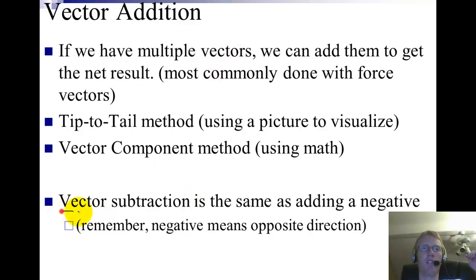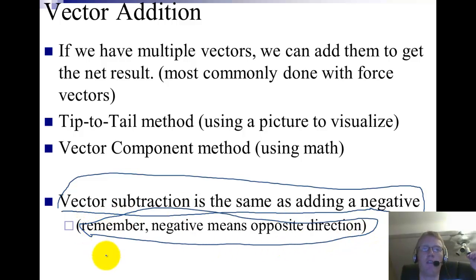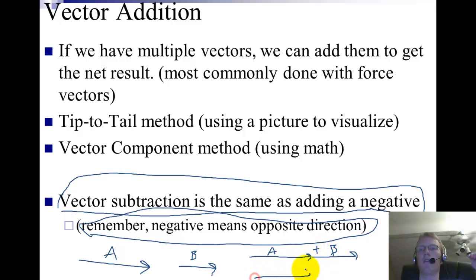Side note here, vector subtraction is the same as adding a negative. Since negative means opposite direction, if you're subtracting two vectors, like say I've got vector A here, and I've got vector B right here, then A plus B means they're both going the same way. That's A plus B. And here's A minus B. So same length. Well, it's not exactly the same length, but you get the picture. That vector there, if I put a minus B, it just points the other way. So that's kind of cool.